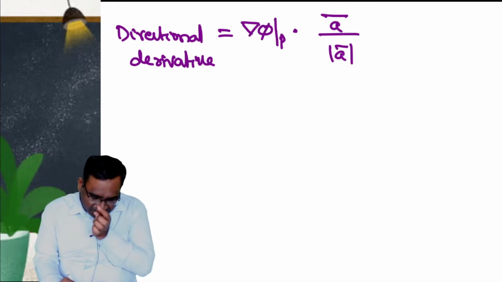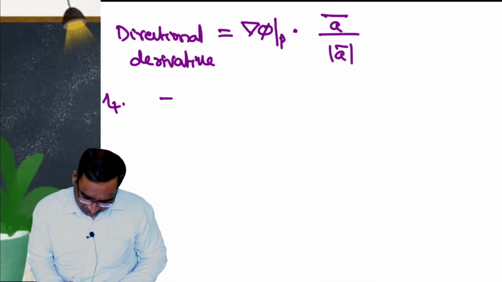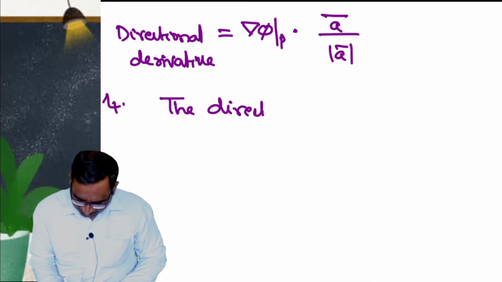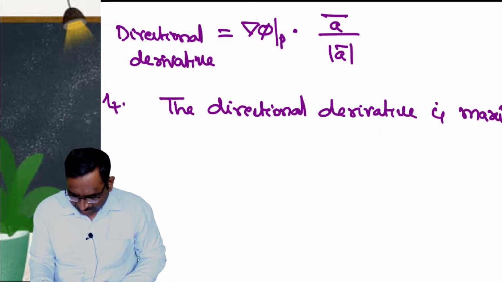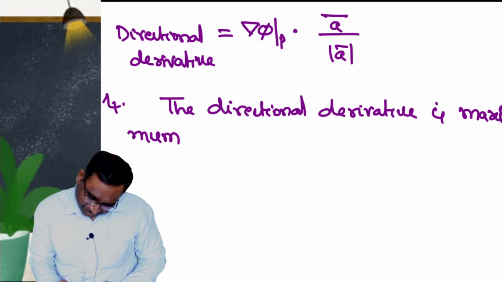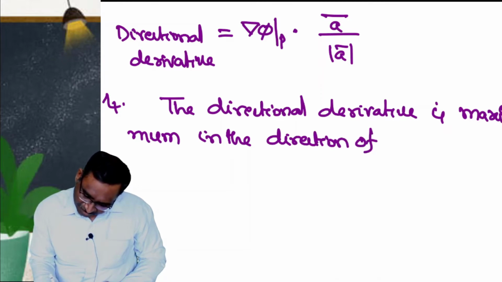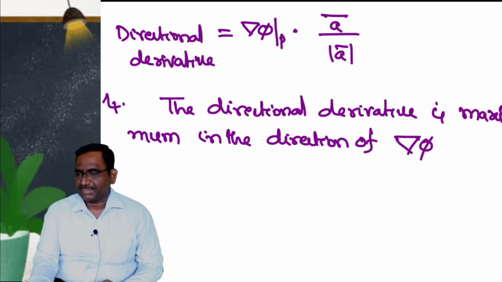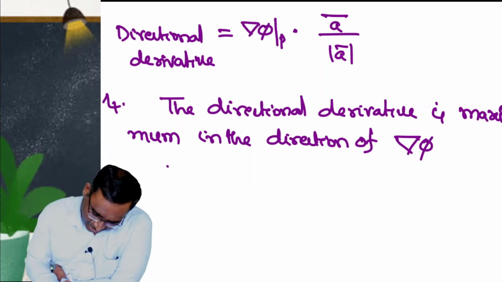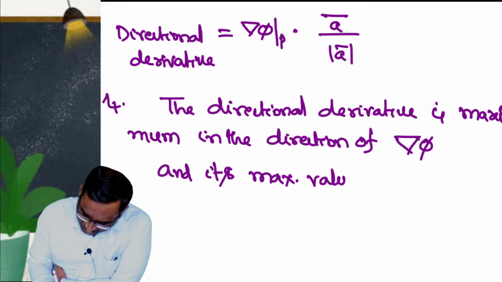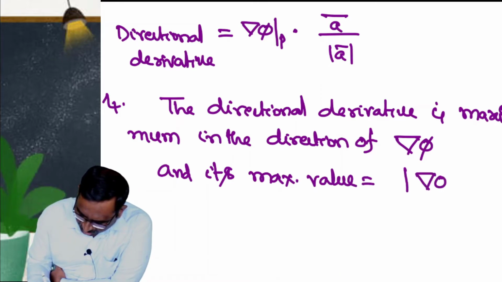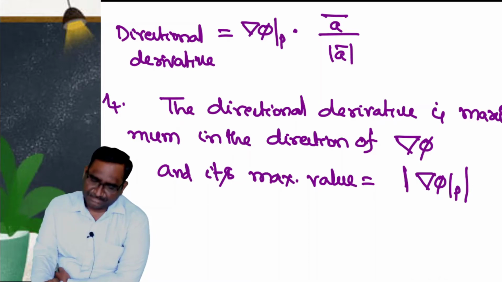The next definition, the fourth one. The directional derivative is maximum in the direction of del phi, that is in normal direction, and its maximum value is equal to modulus of del phi at that particular point. Right.